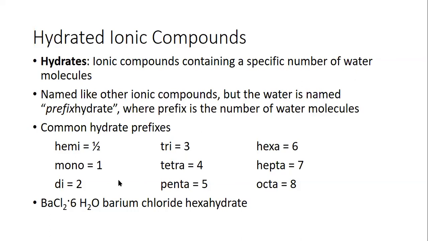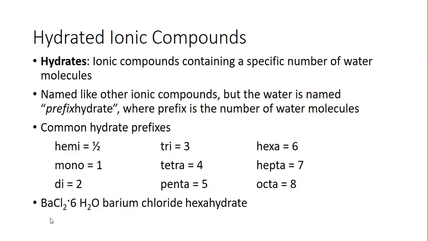We'll use these prefixes for counting a lot of things in chemistry, but we have hemi, mono, di, tri, tetra, penta, hexa, hepta, octa, and it goes on, nona, all that good stuff. One thing to note is that if you only have one water, you don't always have to say monohydrate. You can just say hydrate. A lot of the time mono is dropped, but monohydrate versus hydrate really doesn't matter.